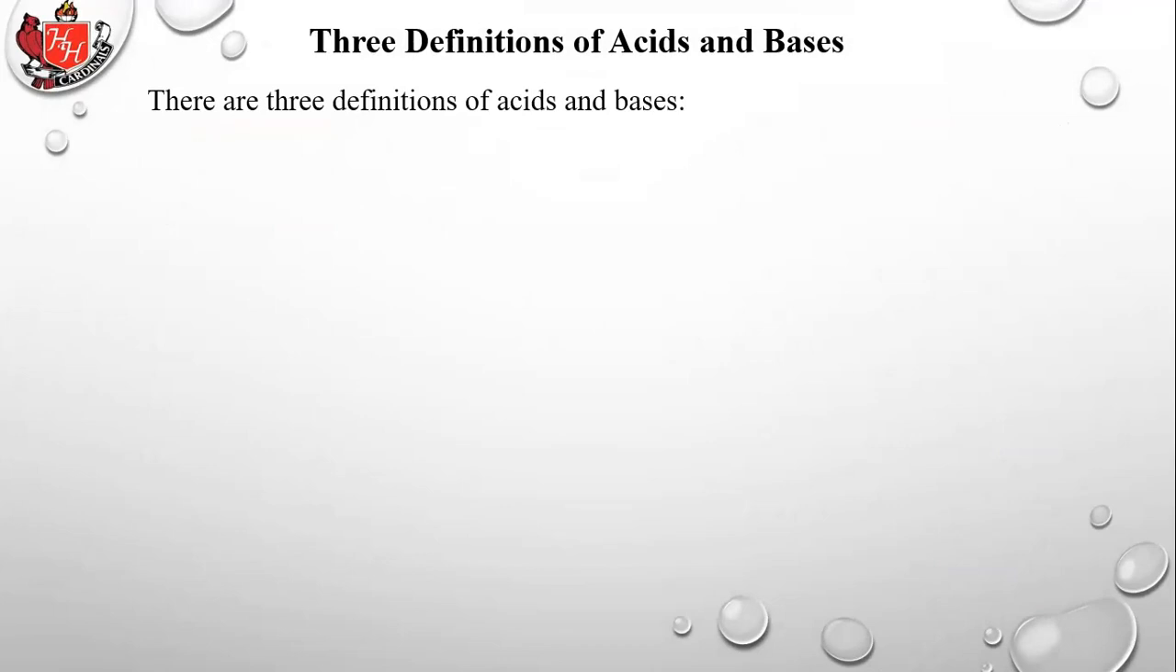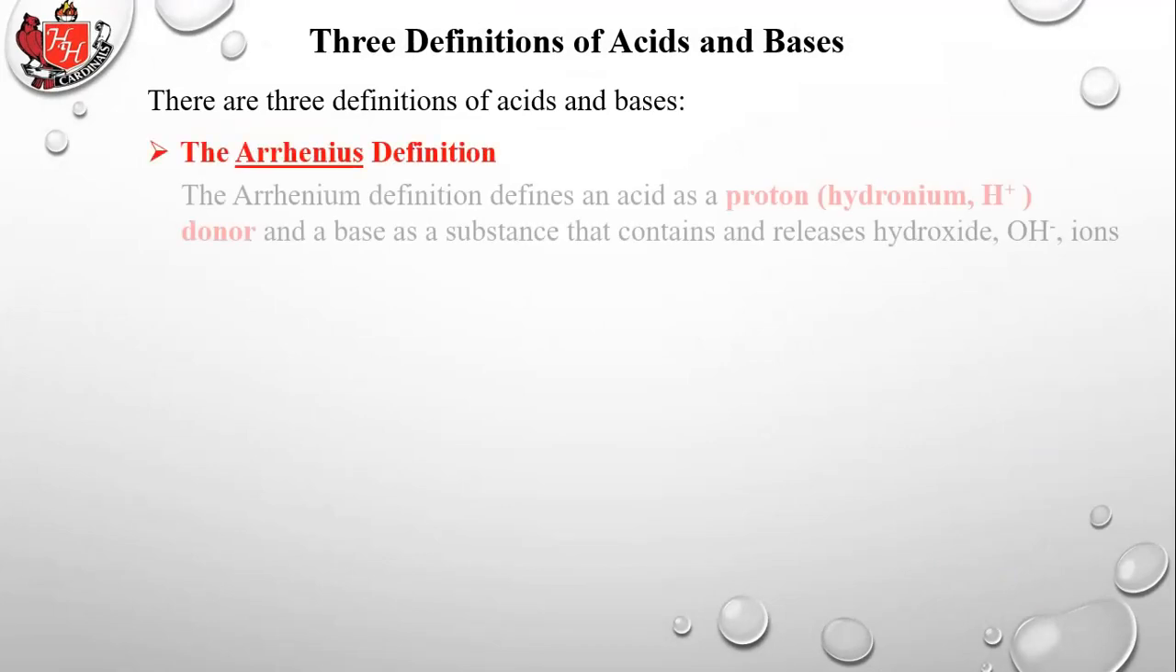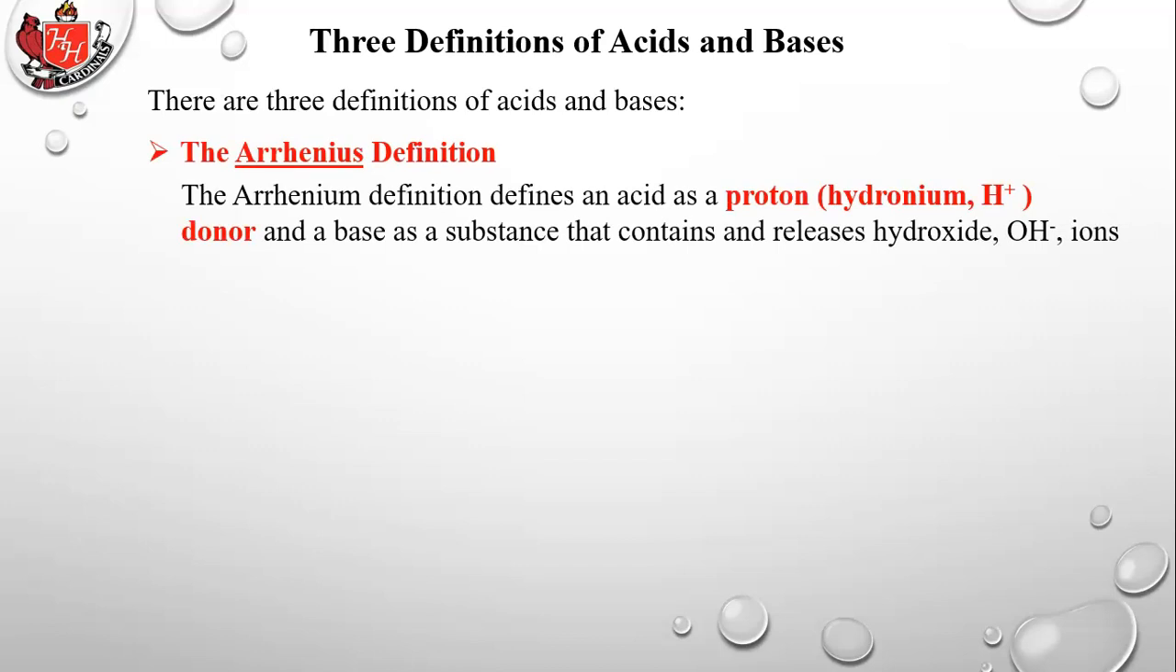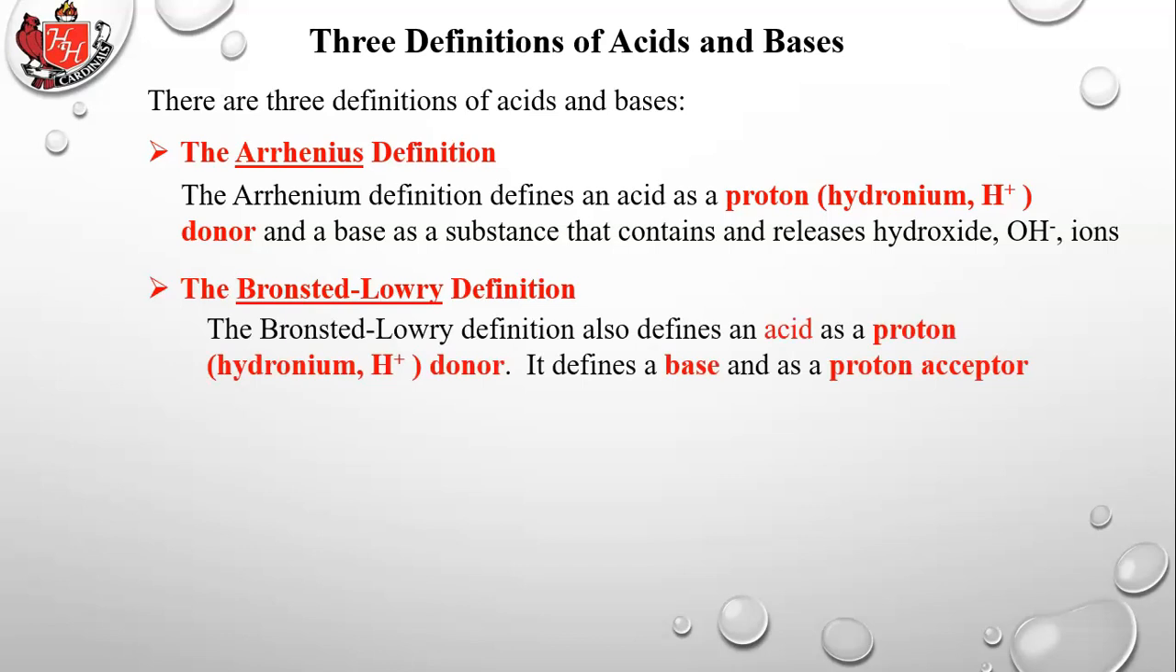There are three definitions of acids and bases. The Arrhenius definition defines an acid as a proton (that's an H plus, hydronium) donor, that is, it gives the proton to another molecule, and a base as a substance that contains and releases hydroxide ions. The Bronsted-Lowry definition also defines an acid as a proton, hydronium donor, same as Arrhenius. It defines a base as a proton acceptor, something that takes in the H plus.